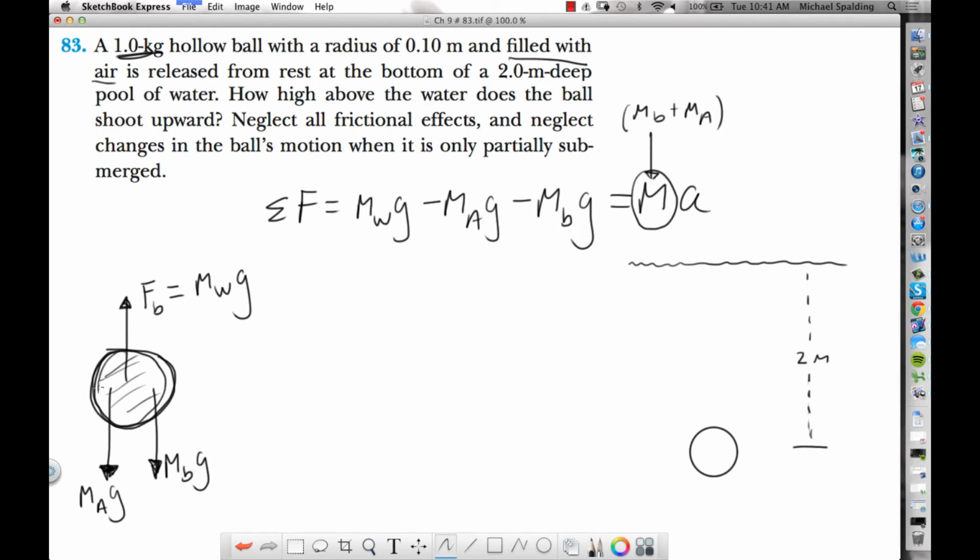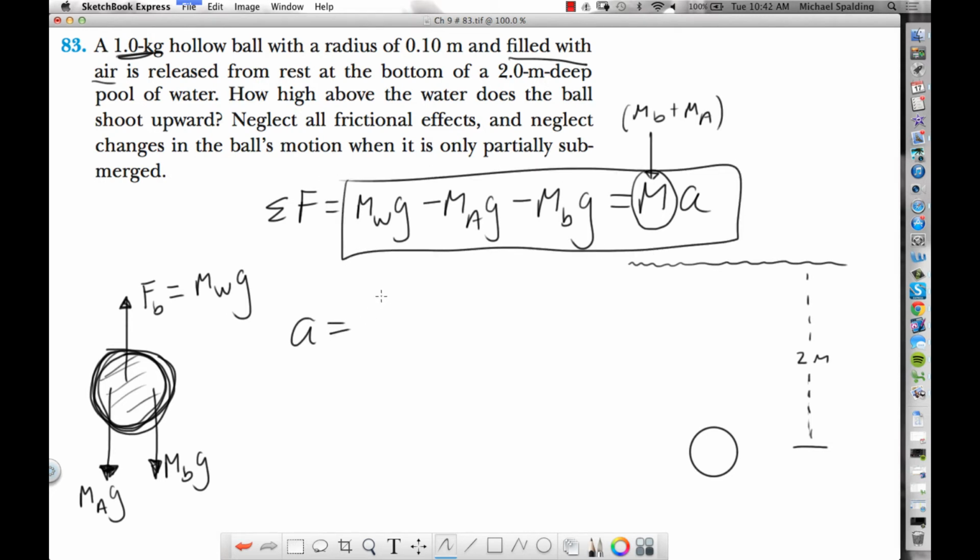It's the total mass of this sphere. Okay, and we're solving for A. So I'm going to factor the G out, clean this up a little bit. When you solve this equation for A, factoring the G out, you get A equals g times (mass of water minus mass of air, mass of ball) divided by (mass of ball plus mass of air). We have to solve for two masses.